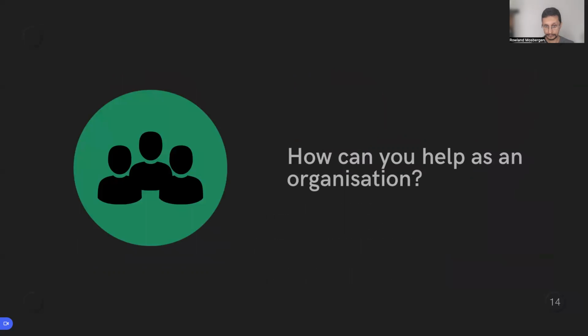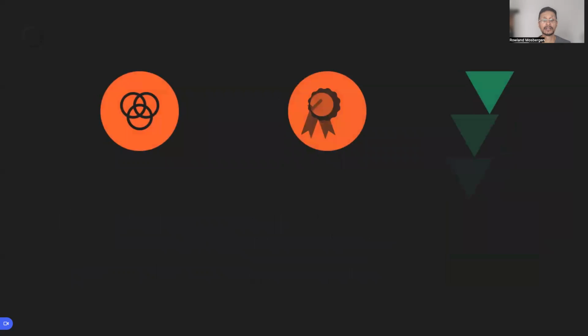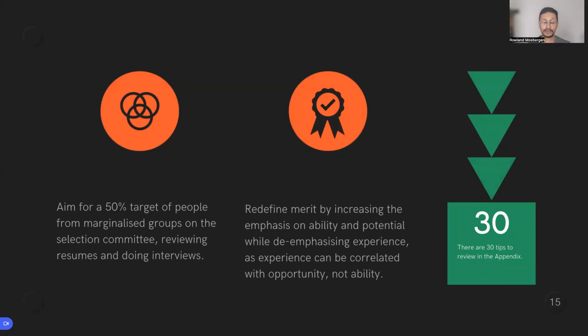How can you help as an organization? Well, there are 30 tips to review in the appendix. Two of those: one is to aim for a 50% target of people from marginalized groups on the selection committee, and the other is to redefine merit.